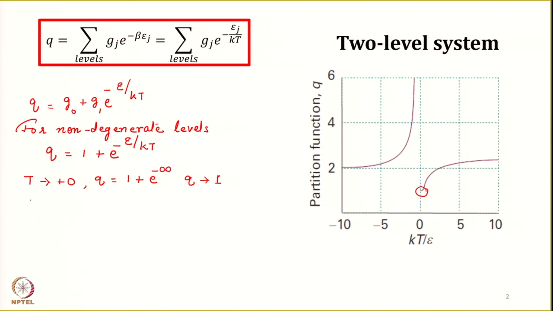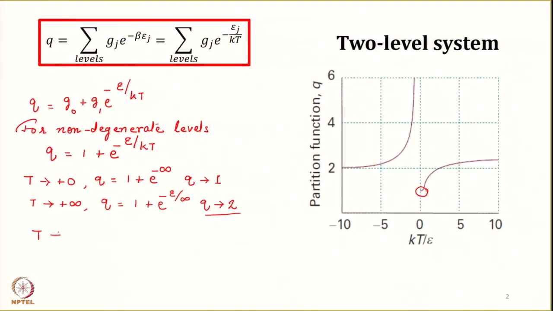Now let us take the other extreme. When T approaches plus infinity, then Q will be equal to 1 plus exponential minus E over k into infinity, which is exponential of zero. That means Q approaches a value of 2. Either it will approach a value of 2, or it will approach a value of g0 plus g1. So the variation does not end at 2, but can depend upon degeneracies. If both are non-degenerate, then it will approach a value of 2. So we have explained this variation for T equal to 0 and positive onwards. This discussion we have had in other numerical problems earlier.